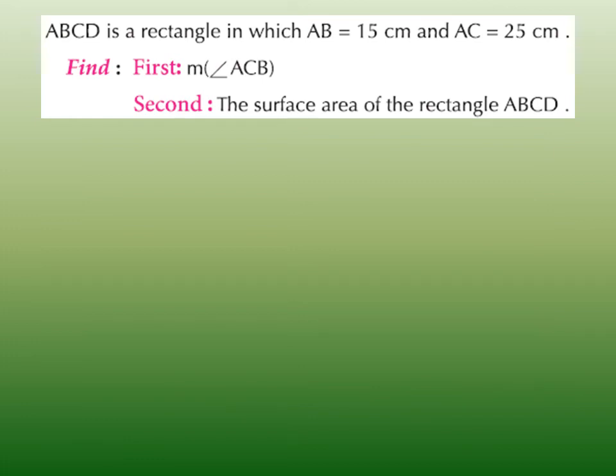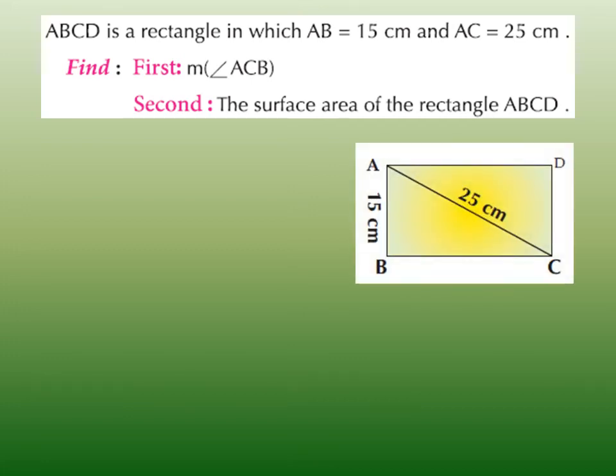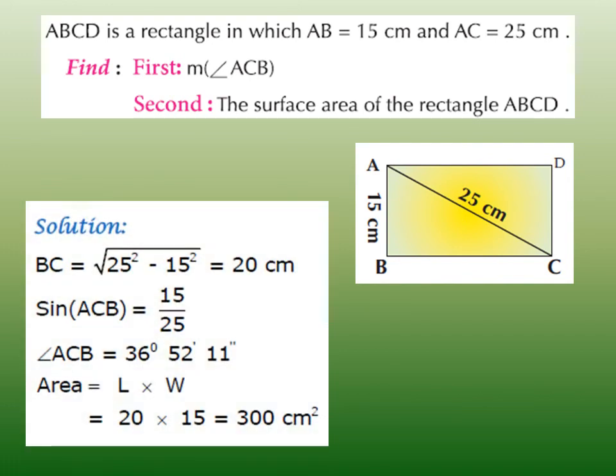ABCD is a rectangle in which AB equals 15 centimeter and AC equals 25 centimeter. Find first, the measure of angle ACB, second, the surface area of the rectangle ABCD. This is rectangle ABCD. Solution.